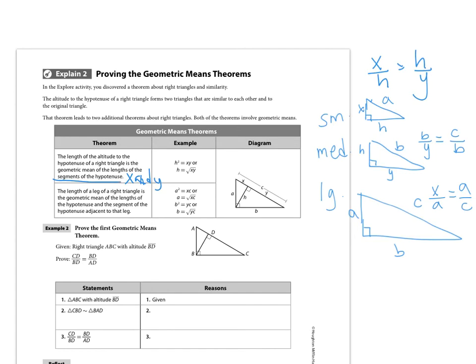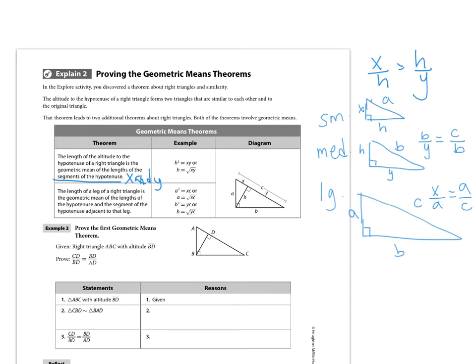So you can see on the diagram, if the altitude h splits that hypotenuse into x and y, then I can find h by taking the product of x times y and finding its square root. And that comes from this proportion up here, you guys. x times y equals h times h. So that's going to give us our geometric mean there within the triangle that way.